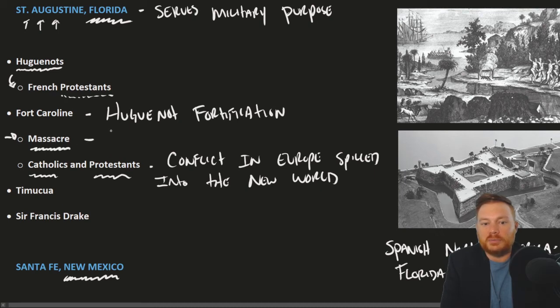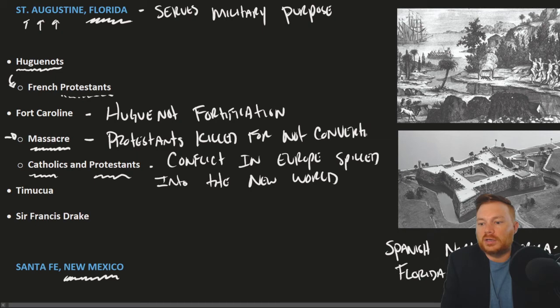So we might say of the massacre, Protestants killed for not converting. And with that, the Spanish set up a permanent military presence to ward off any sort of outside intruders. They also came into contact with the Timucua Indians. We might say the Timucua, they are the local native tribe.